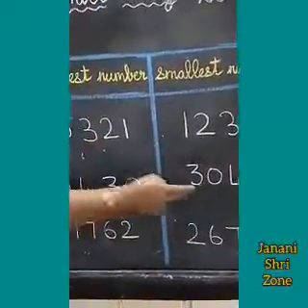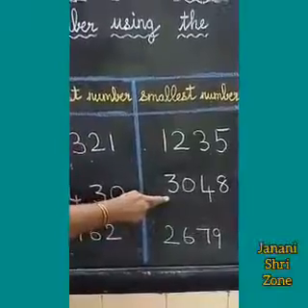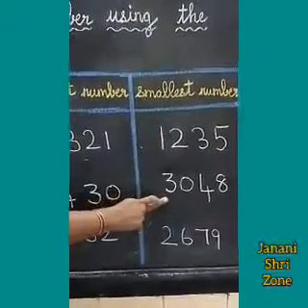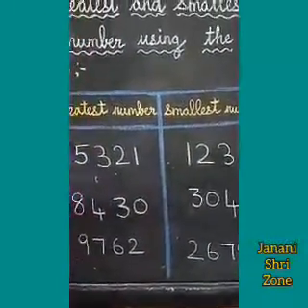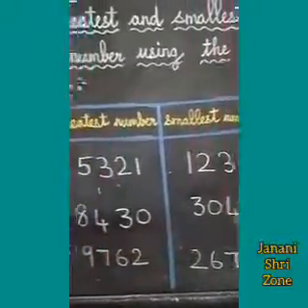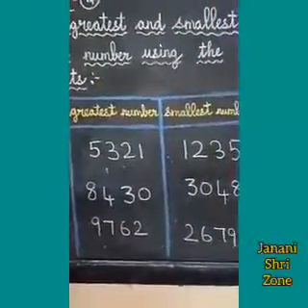Remember, children, you should not write 0 in thousands place. If you write 0 in thousands place, it becomes a 3 digit number. So, if you are having 0 in digits, should write it in hundreds place only.